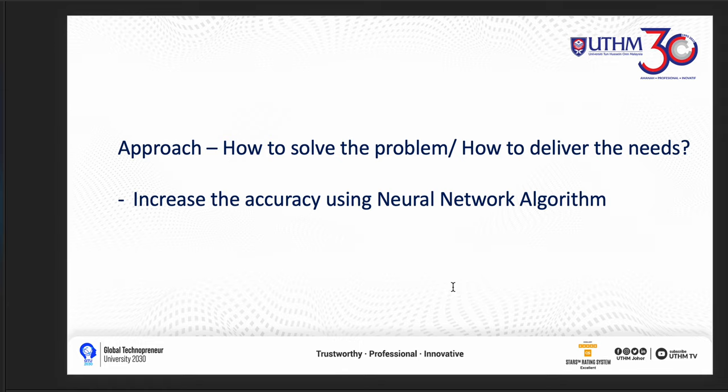So let's move to A. A is an approach. For NeuroBean, the inventors choose to use a neural network algorithm as an approach to solve the low accuracy issue. So I write it a very simple statement, but in your proposal, you have to elaborate more. What does it mean by increase the accuracy using neural network? And for your case, what are the approach, the method that you choose, okay, to solve the problem? You have to elaborate in this A approach.